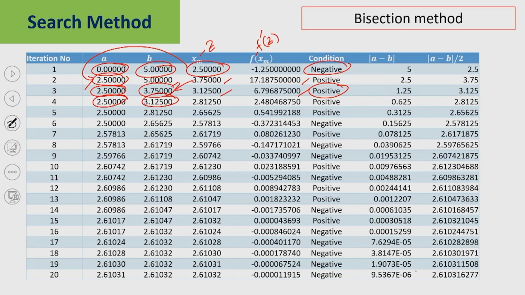Okay. So, you can see, I have done up to 20 iterations, and at 20 iterations you are getting the absolute value of a minus b as 9.5367 into 10 to the power minus 6, and the solution is 2.6103. Okay. So, anyway, we have some more decimals here, but the solution is 2.6103. Okay. So, we got the solution. So, you can compare that in terms of efficiency with the region elimination technique.